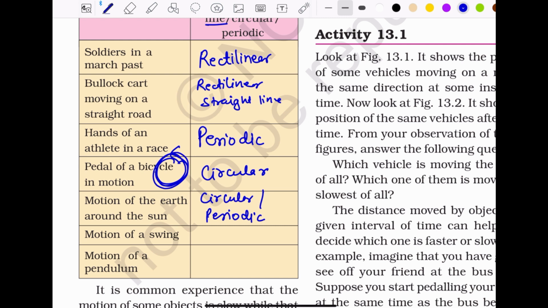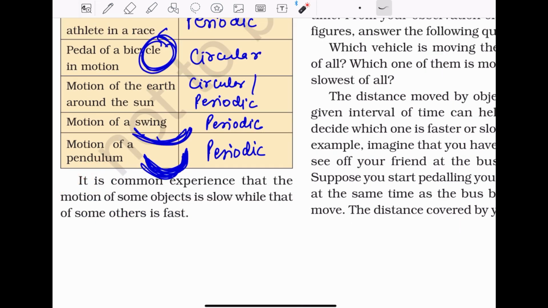Motion of a swing. Again, it is going to and fro, back and forth, so it is periodic motion. Motion of a pendulum. Again, going back and forth, so that is periodic motion. I hope you understood. It is common experience that the motion of some objects is slow while that of some is quite fast, right?